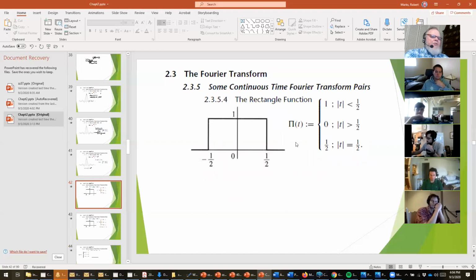Then we have the rectangle function. This is the rectangle function. The rectangle function is denoted by a capital pi, and you can guess why we use the capital pi, right? Because it kind of looks like a rectangle. And the capital pi of t is equal to 1 for the magnitude of t less than 1/2. And if you have a challenge unwrapping the magnitude, it's what's represented here to the left in terms of figure. It's equal to 0 outside that interval. And it's equal to 1/2 at the magnitude of t equal to 1/2.